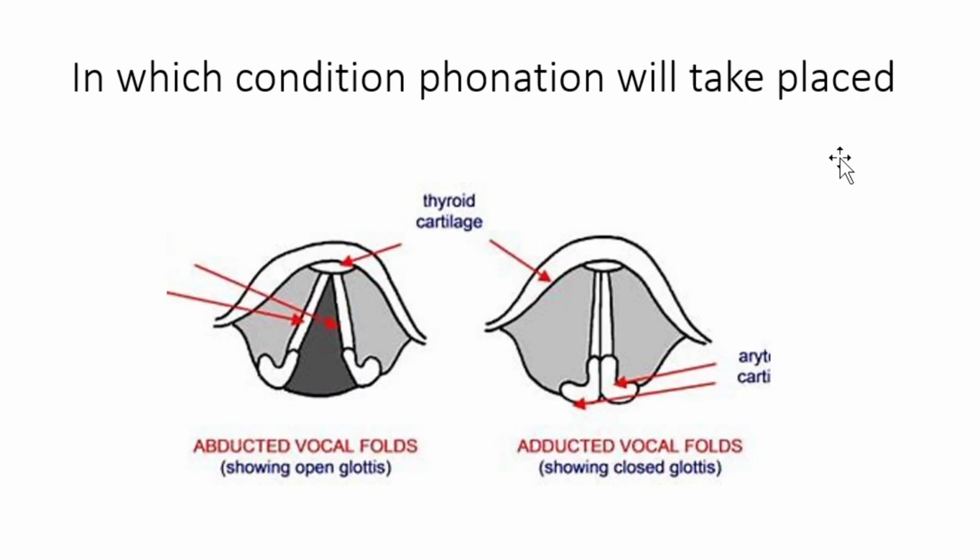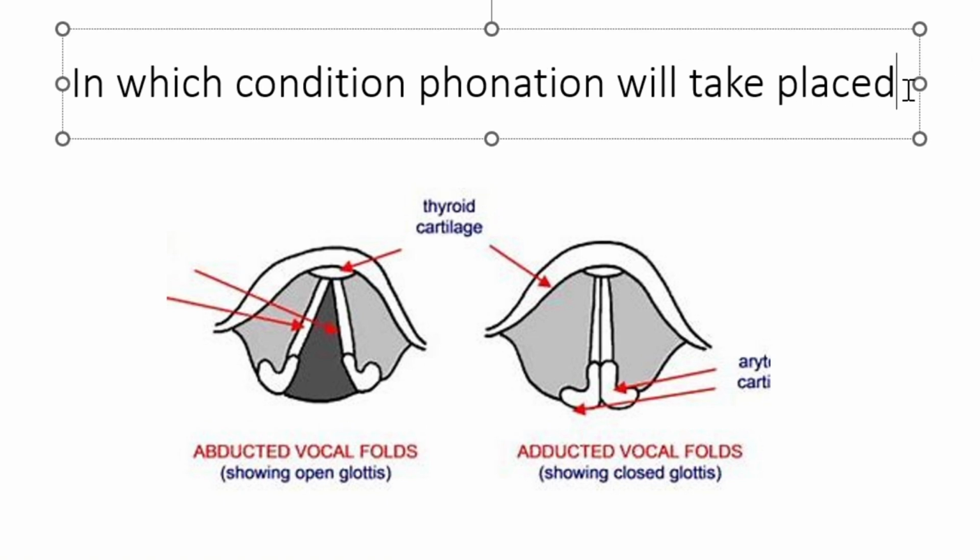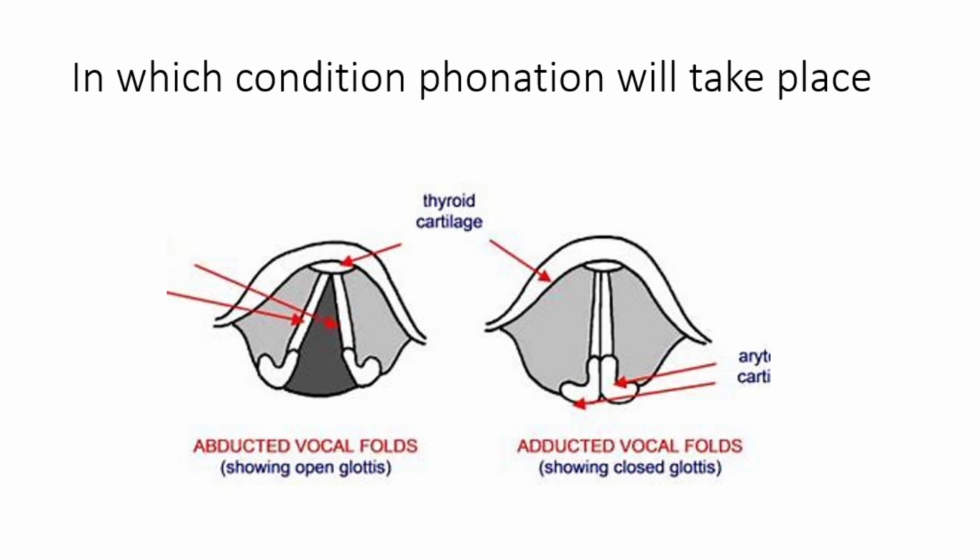In which condition will phonation take place? Not in this position. An adducted vocal cord will produce phonation, not any other position.